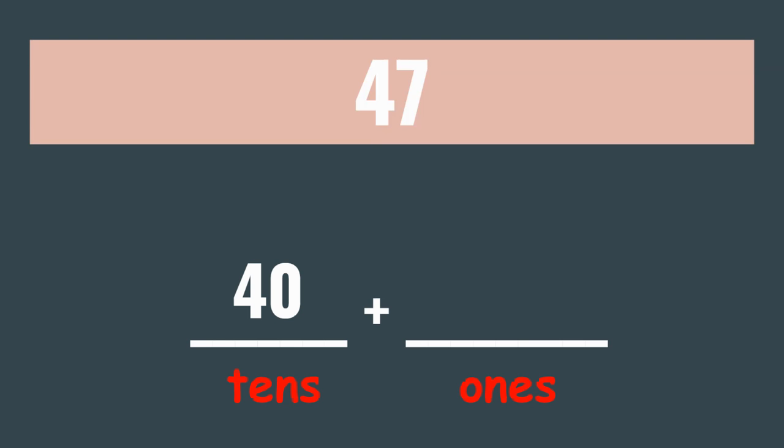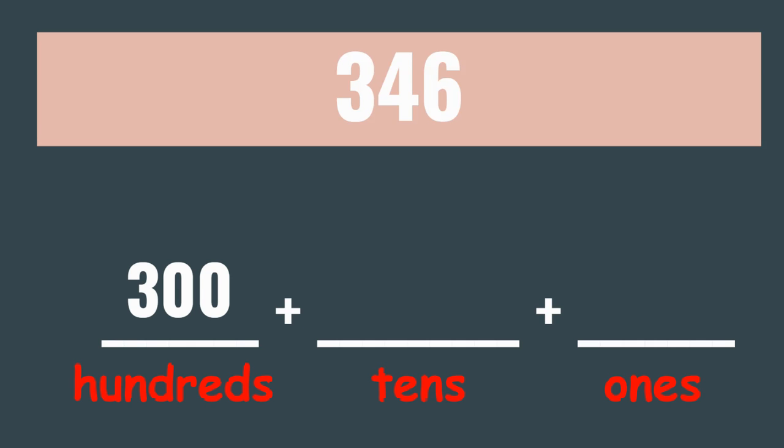How about 47? Very good. In the tens place, it will be 40, and in the ones place, it will be 7. So 47 in expanded form will be 40 plus 7. How about 346? Since there are 3 digits, you have to use 2 addition signs. So first, let's start with 3. So this will be 300, 40, and 6.